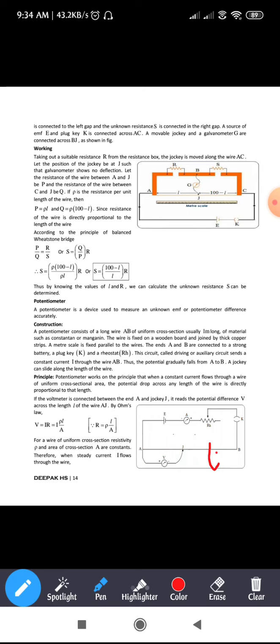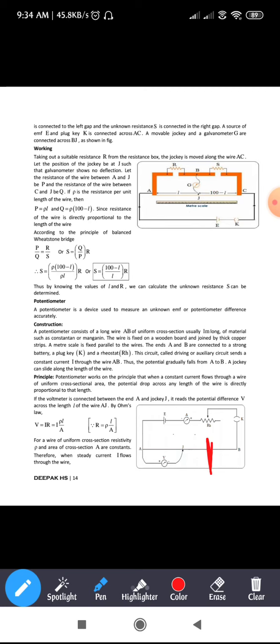Let us say that I have kept the jockey here at this point. So the reading shown in the voltmeter will be more. In the previous case it was 2, let us say that now it is 3. What does it mean? The length has been increased, right? The length is increased. Similarly, the potential difference, the voltmeter reading, is also more.